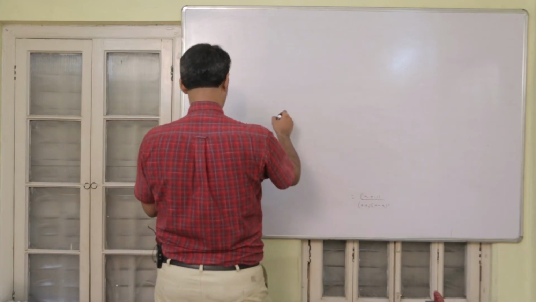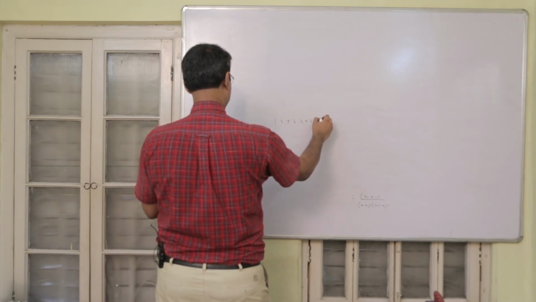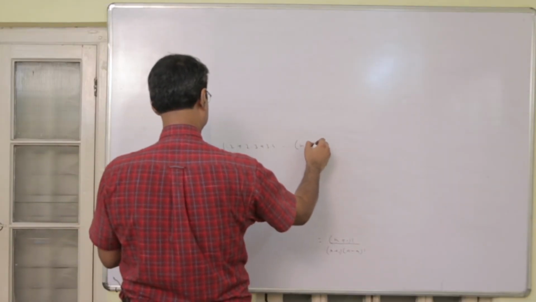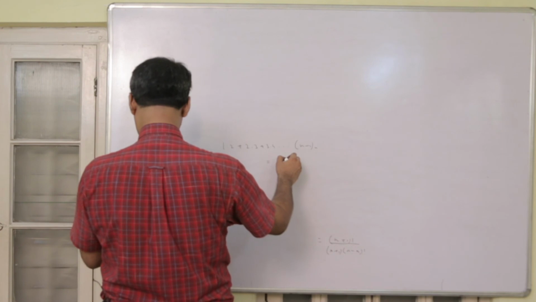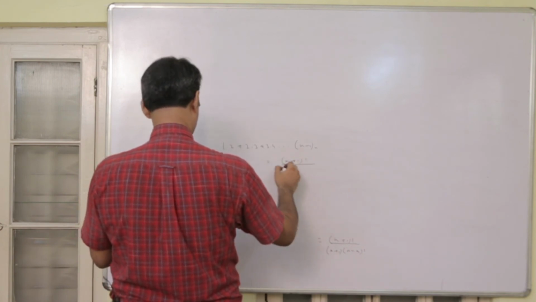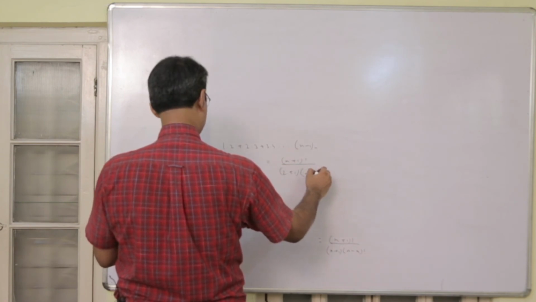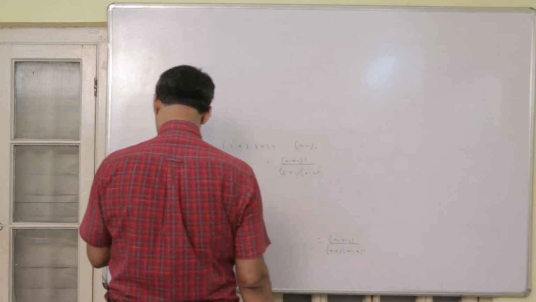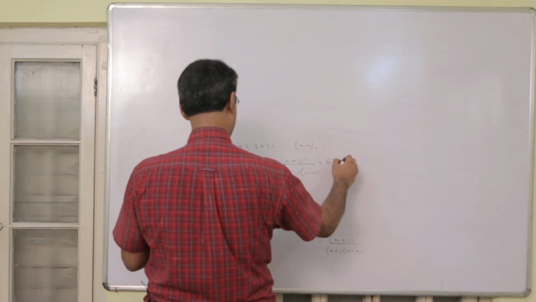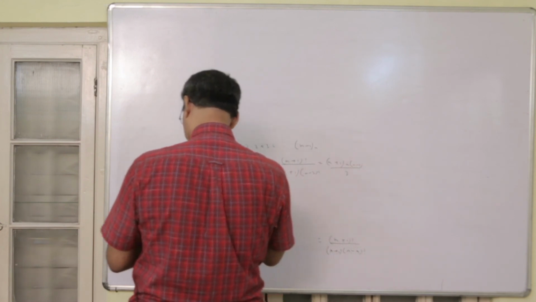Now let's say we want to find the sum of this series. So if you apply this formula, it will be n plus 1 factorial by 2 plus 1 into n minus 2 factorial. So the answer will be n plus 1 into n minus 1 by 3.